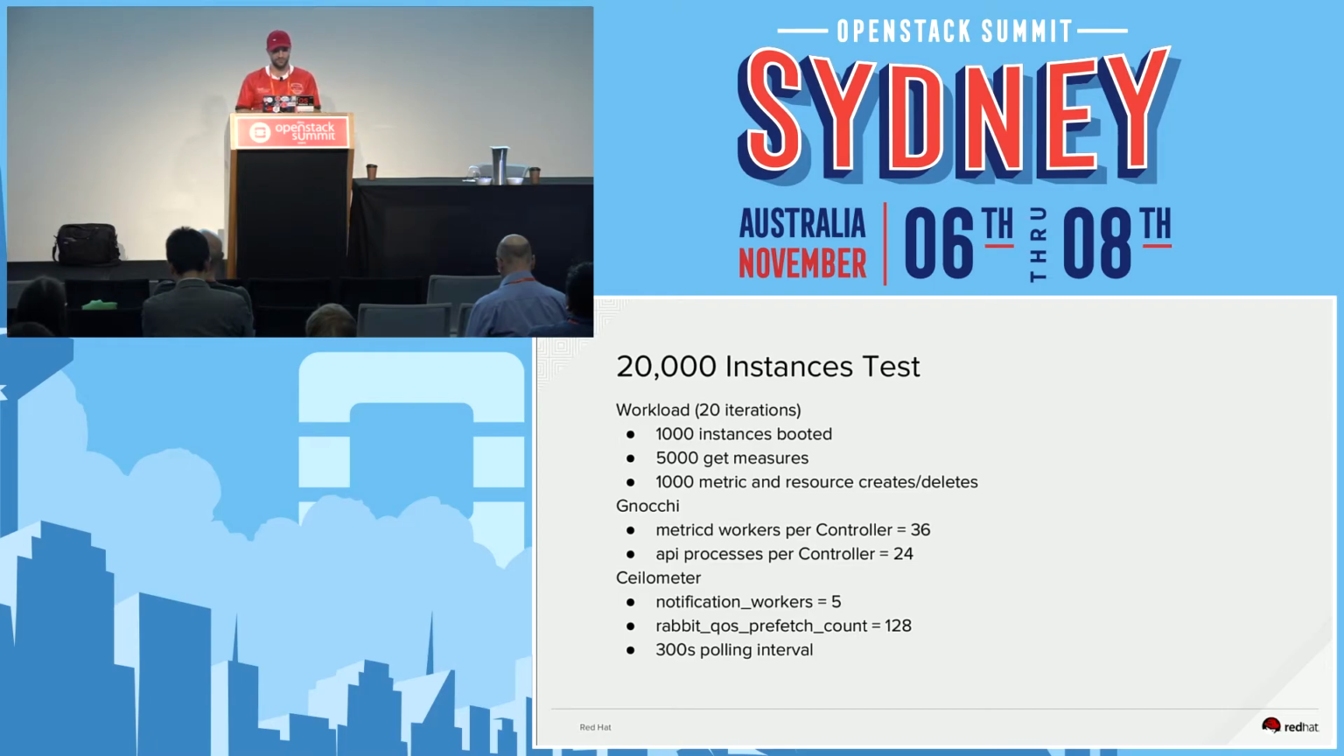So for this workload, we just didn't include the NICs. We don't have that problem. The graph looks a lot sharper. And we did do front-end API tests as well. So we had 5,000 get measures, 1,000 metric and resource create deletes. And then you can see what we did for tuning here. We did a little bit. We bumped the number of metricd workers to 36 and the notification workers to 5 on each of those controllers.